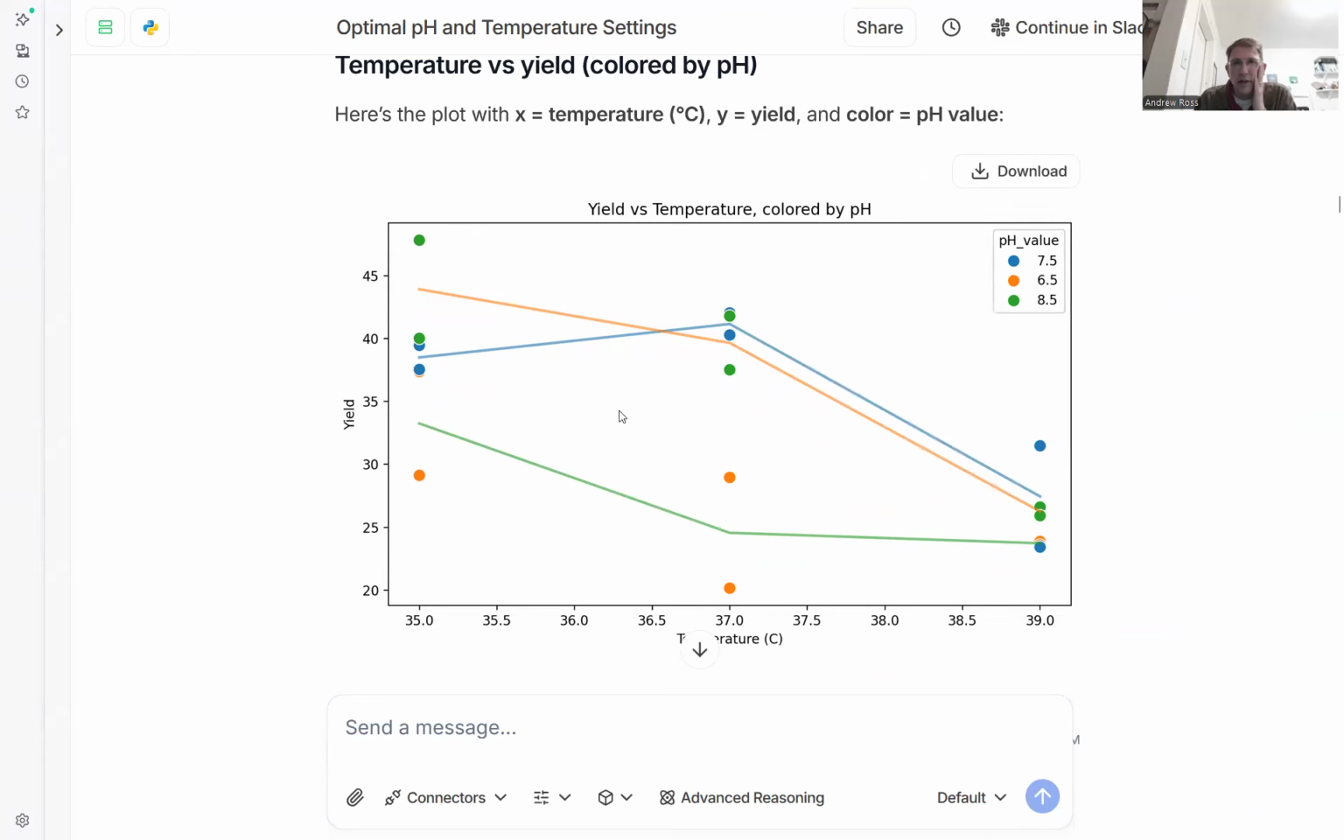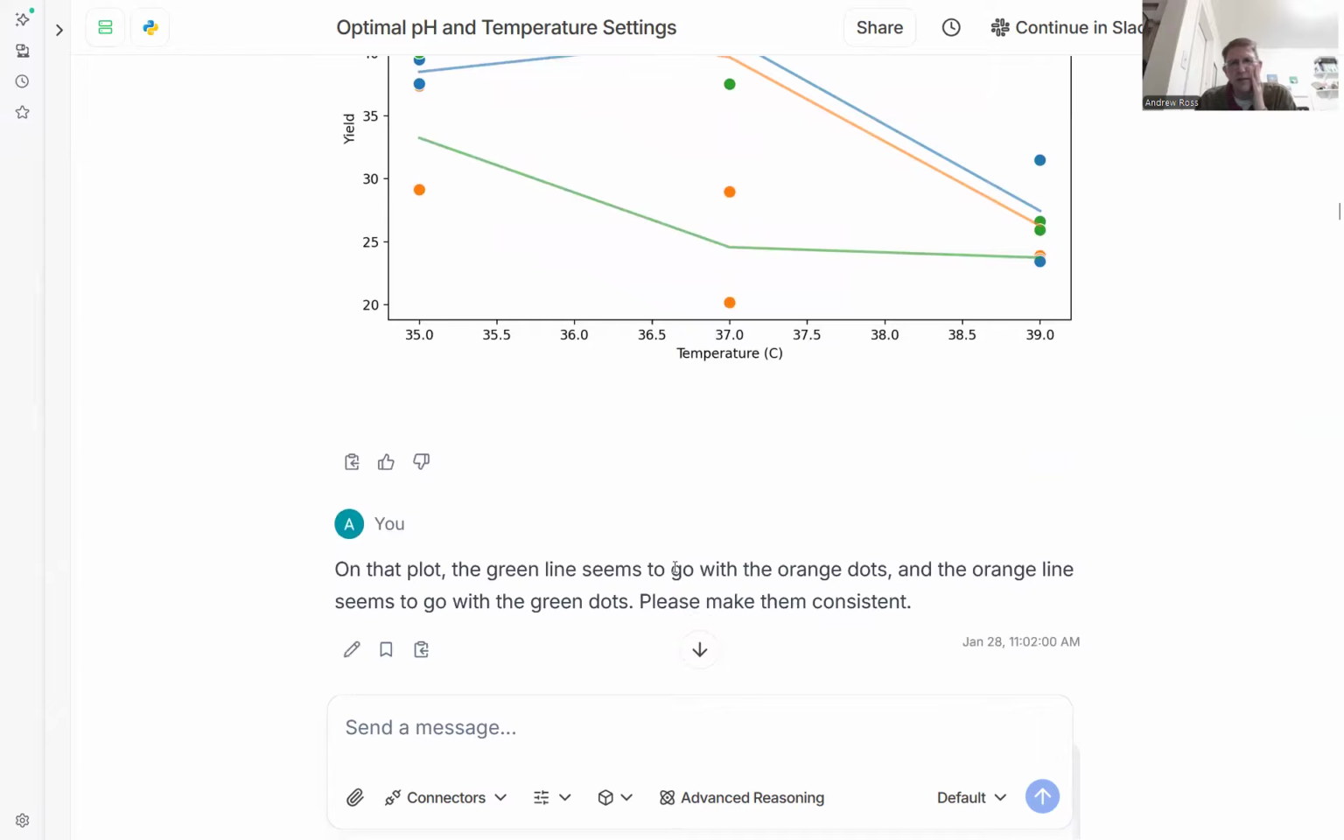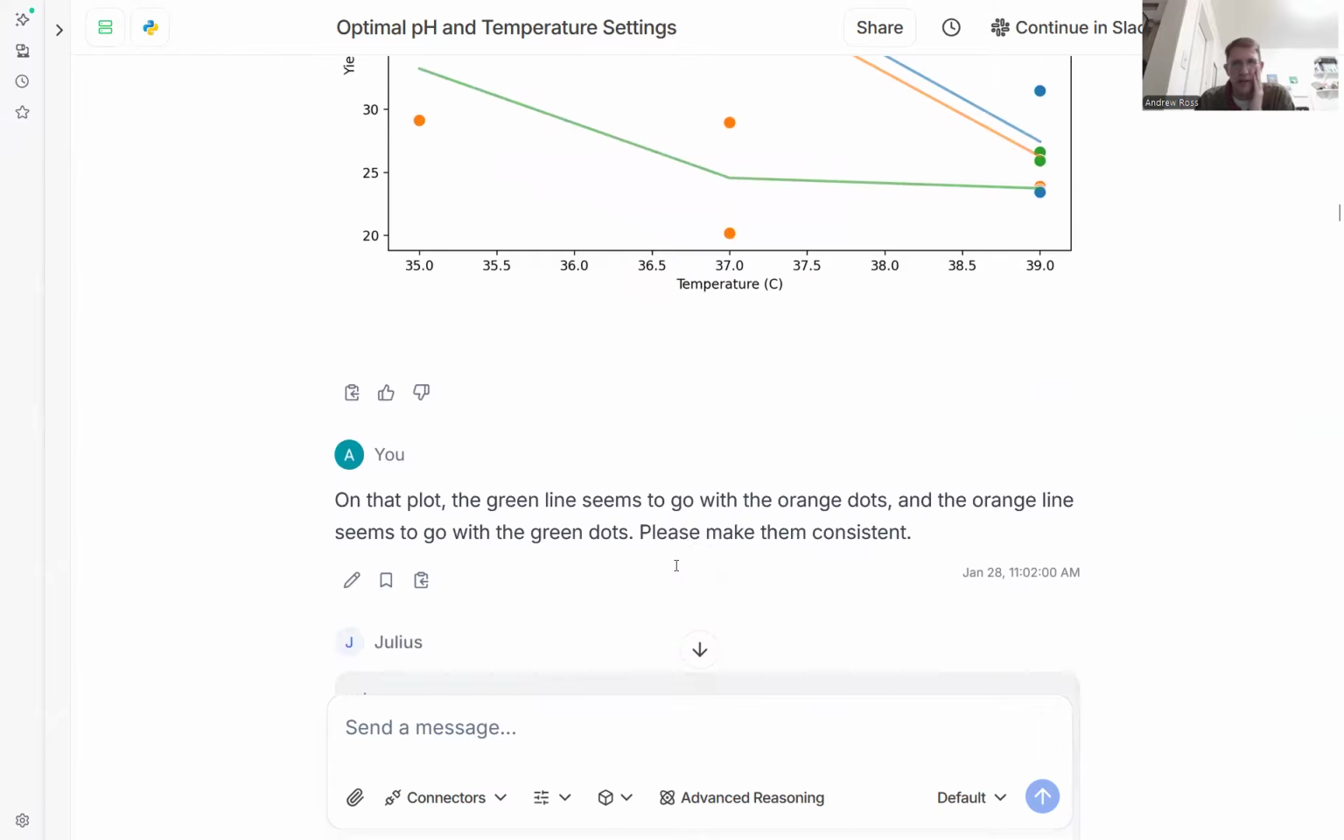What I noticed is this green line seems to be splitting the difference between the orange dots, and this blue line seems to be splitting the difference between the blue dots, and this orange line seems to be splitting the difference between the green dots. So I said, the green line seems to go with the orange dots. Please make it all consistent.